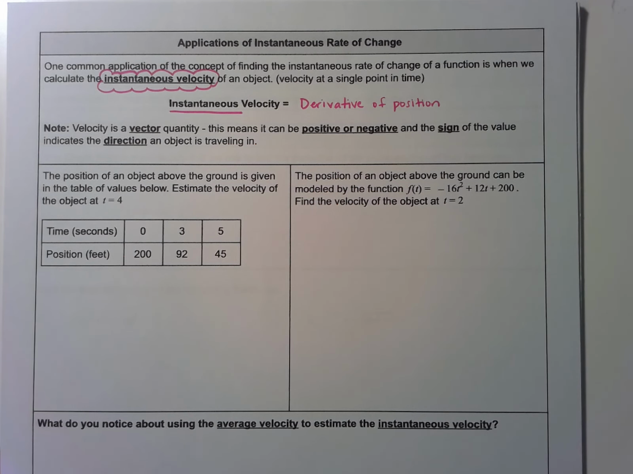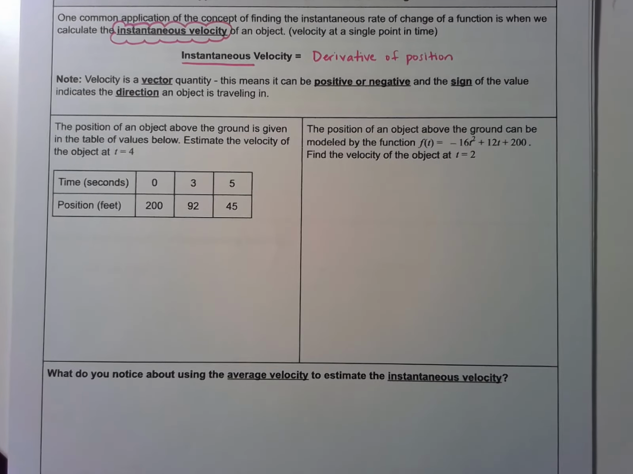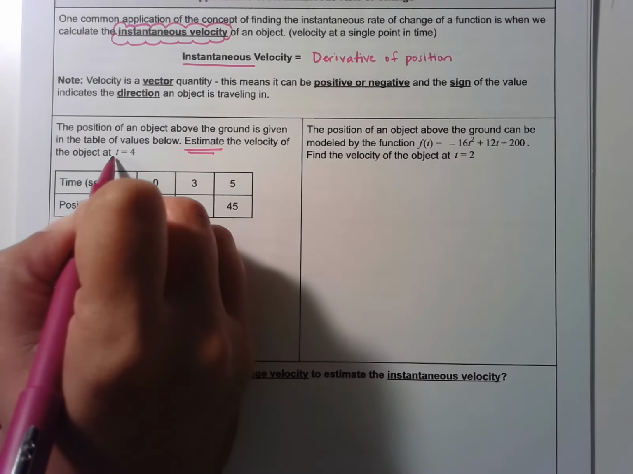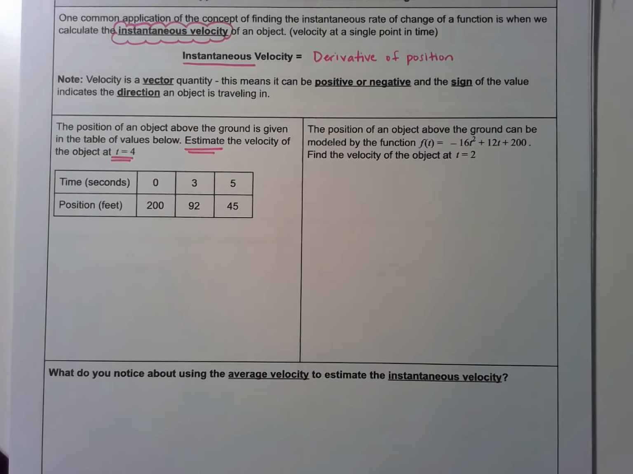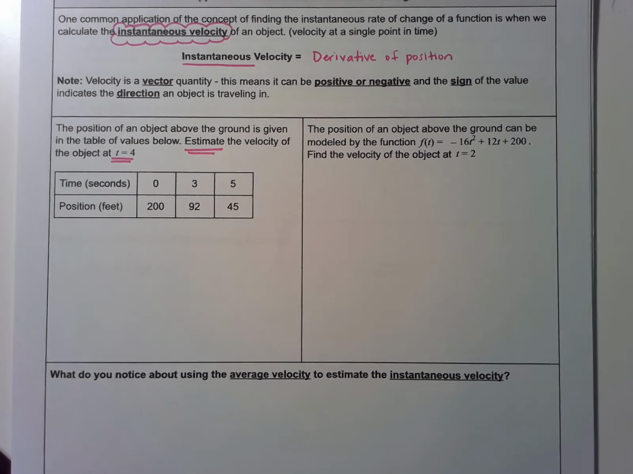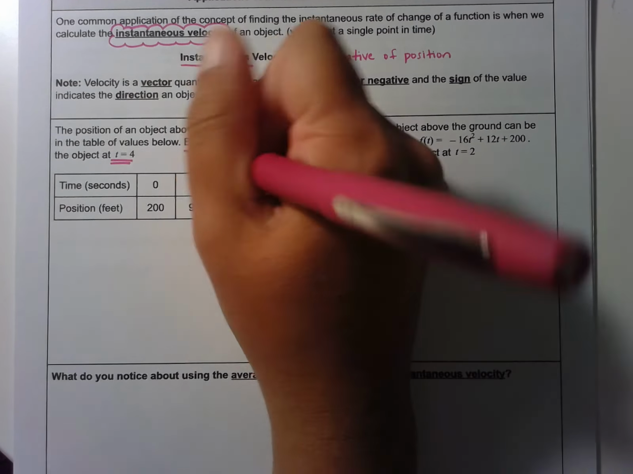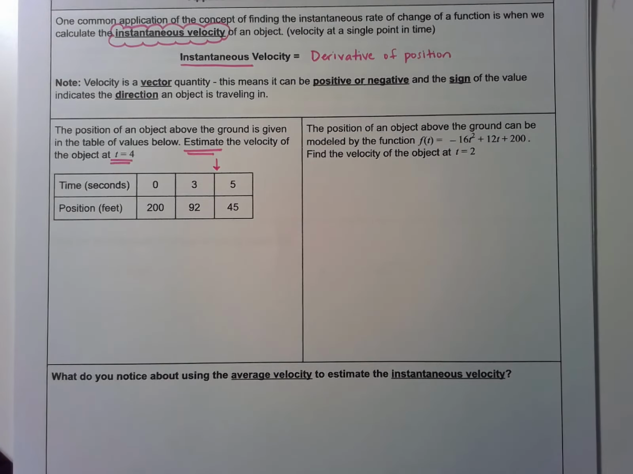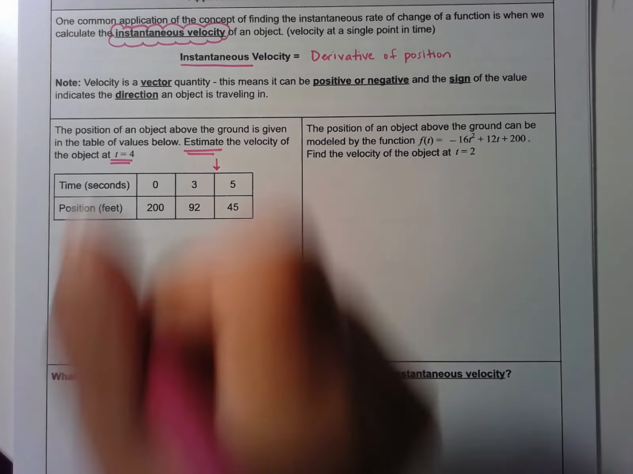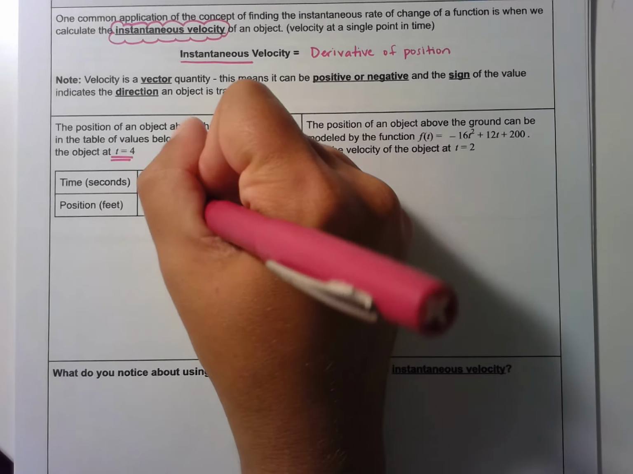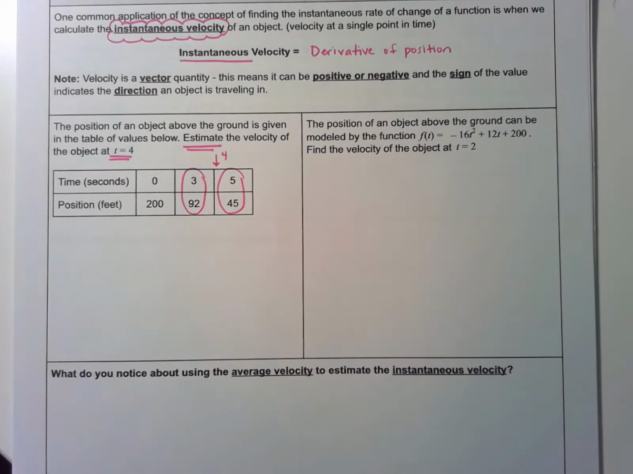That means your answer can be positive or negative, and the sign of that value indicates the direction the object is traveling in. So let's say the position of an object above the ground is given by the table of values below. Estimate the velocity at t equals 4. Now, this is a little different because instead of being asked to find the average velocity between 2 points, we're asked what is happening at 4. The number 4 lives in between the numbers 3 and 5. So in order to estimate what's happening at 4, the best we can do is find out what's happening between 3 and 5, because 4 would be in between.